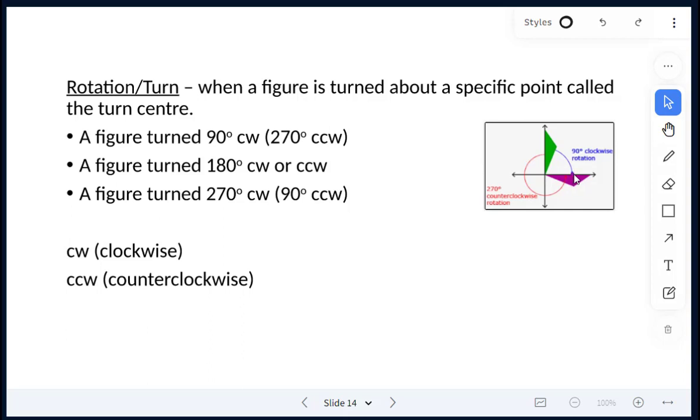It's the same thing as turning a figure 270 degrees counterclockwise. So 1, 2, 3. A figure that's turned 180 degrees clockwise or counterclockwise, it's the same thing. And a figure that's turned 270 degrees clockwise, 1, 2, 3, would be the same thing as turning a figure 90 degrees counterclockwise, so just once this way.